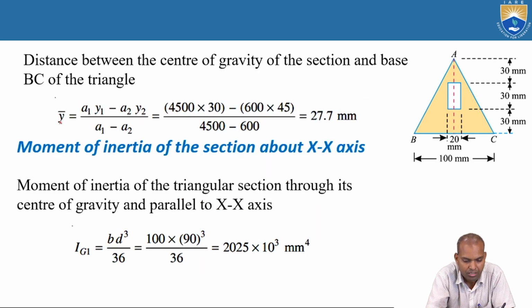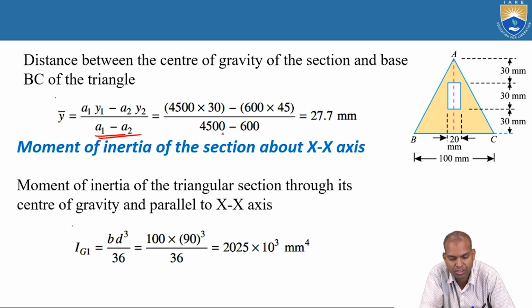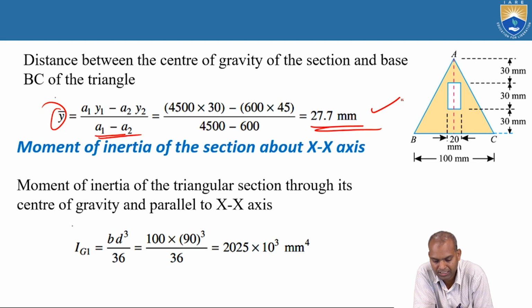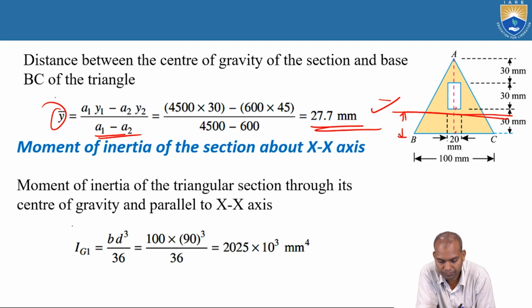Now, what is the center of gravity? The center of gravity is bar y equal to A1 Y1 minus A2 Y2 by A1 minus A2. A1 Y1, 4,500 times 30, minus A2 Y2, 600 times 45, by A1 minus A2, 4,500 minus 600. That is 27.7 millimeters. Now, after knowing this bar y, we got the location of the horizontal axis from the base. It is 27.7 millimeters. Here to here, 30. Here it is bar y, that is 27.7.